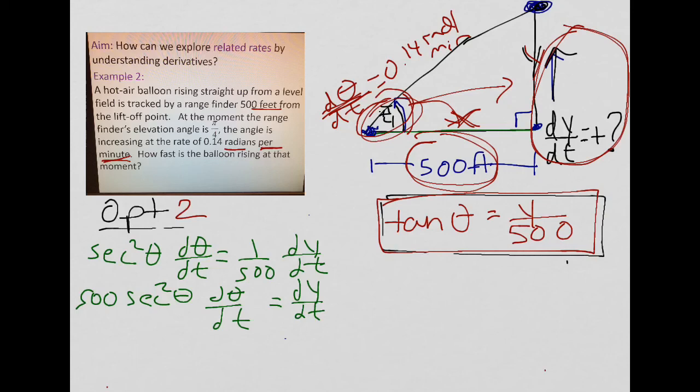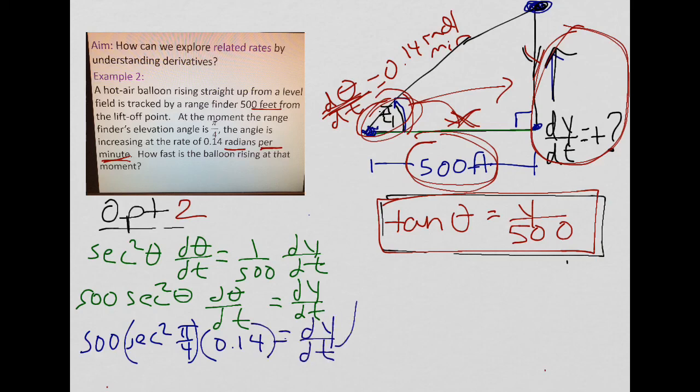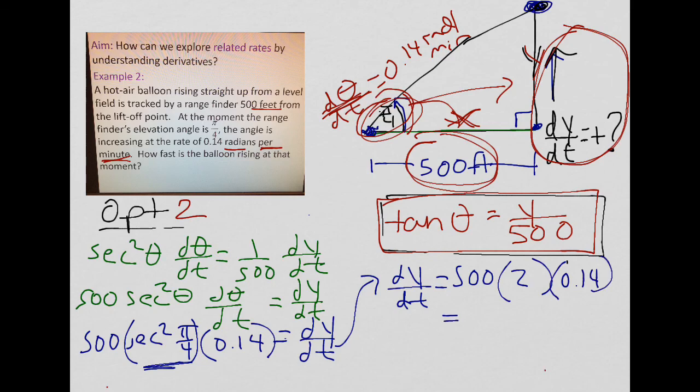At that point, just like always, we substitute our values at the end. So theta was pi over 4. D theta over dt, let me put parentheses around everything, is 0.14. And this is going to help us find dy over dt. So dy over dt is going to be 500 times 2, which we discussed how to evaluate, times 0.14. So it's 1,000 times 0.14. This is 140 feet per minute. Sometimes students like option 2, sometimes students like option 1. It is beneficial to know both of them.